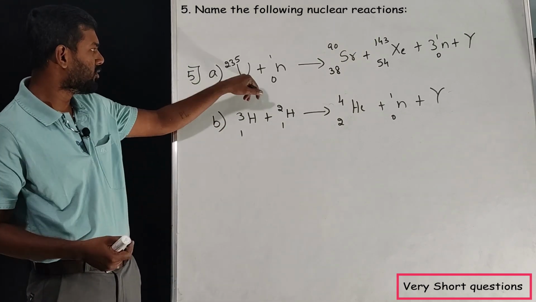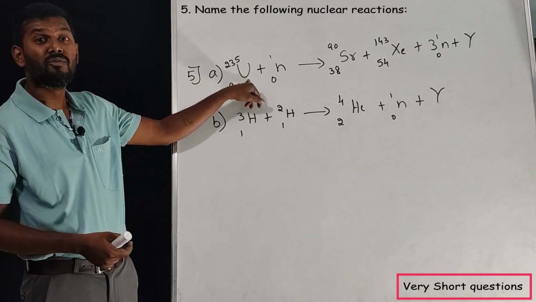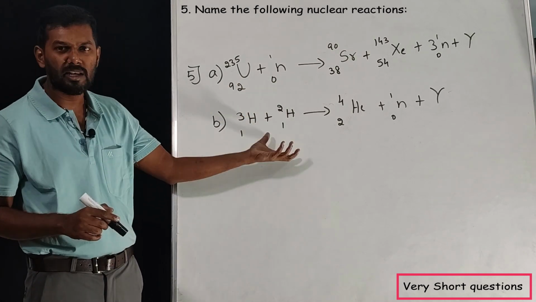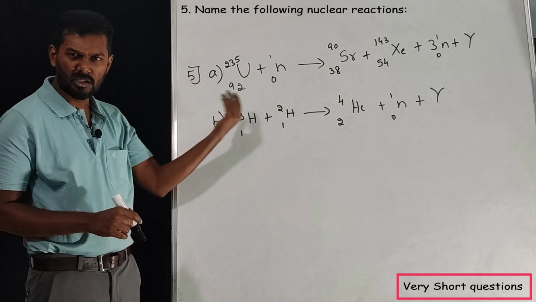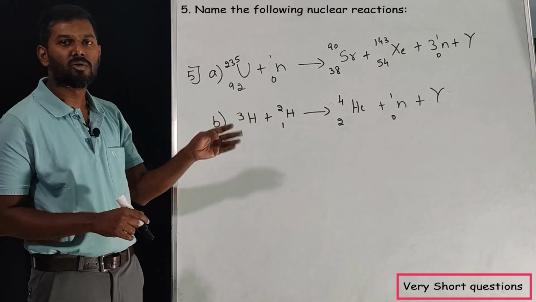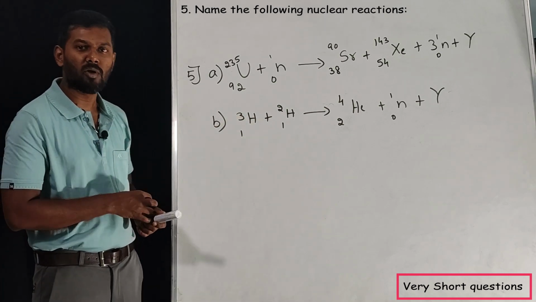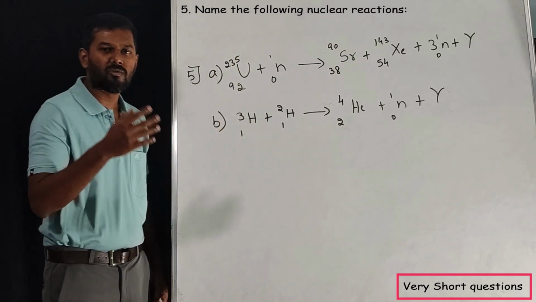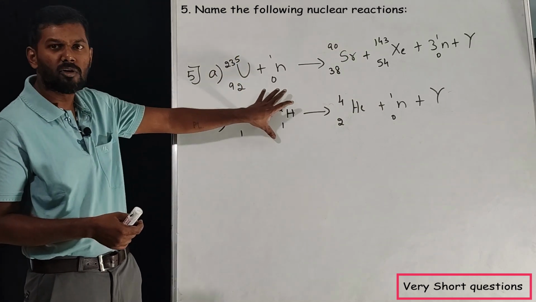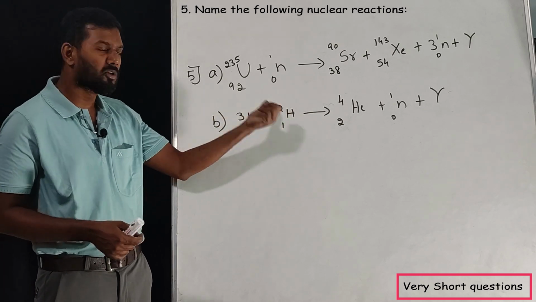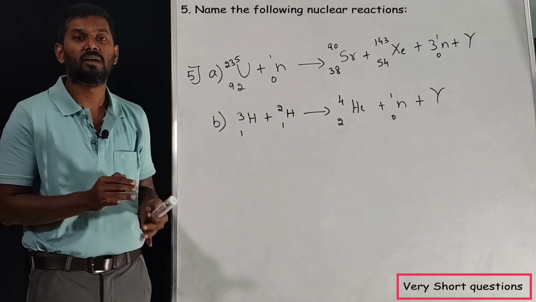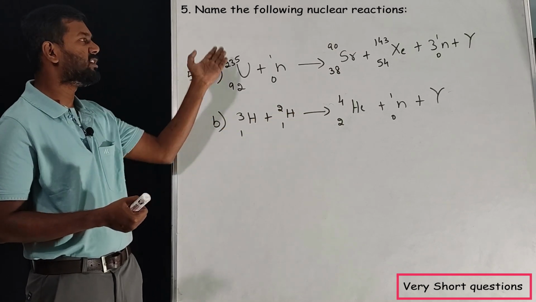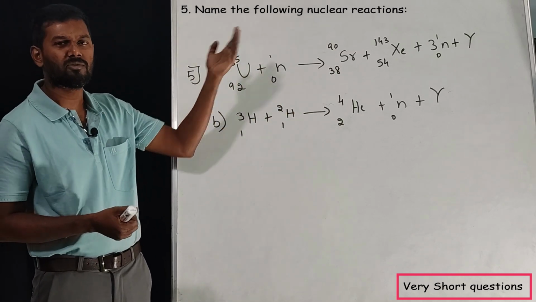So see, whenever uranium comes, that is nuclear fission. When hydrogen or helium comes on the product side, that is nuclear fusion. There is one more way to identify, the easiest way. The numbers will tell you. In nuclear fusion, the numbers are always less than 10. Keep that in mind. If it is more than 10, definitely it is nuclear fission.